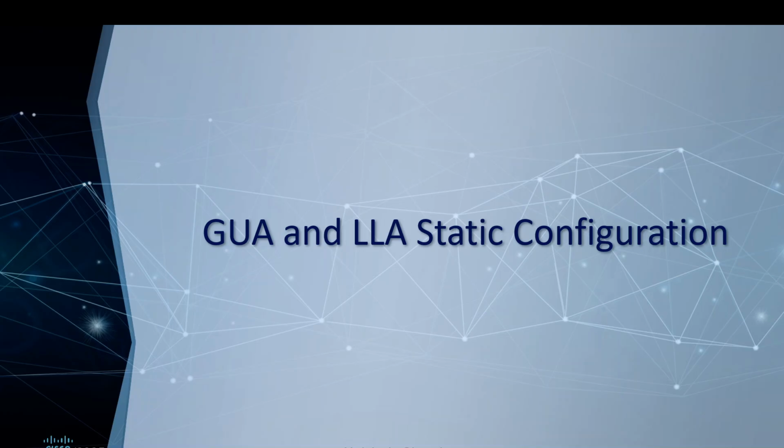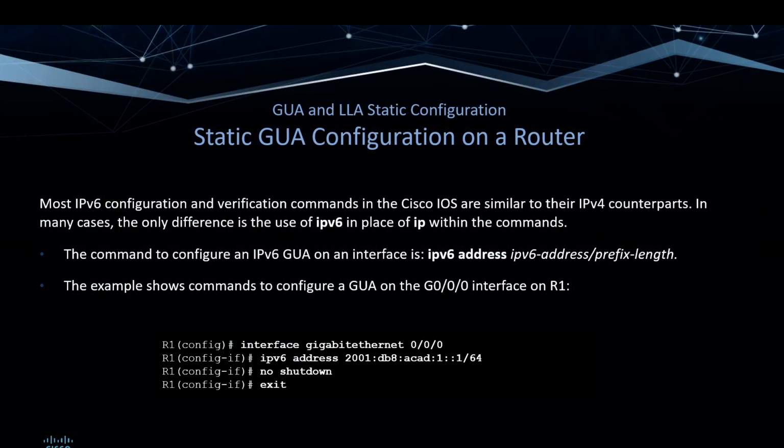Global unicast addresses and link local static configuration. For the configuration, I'm going to actually use EVNG. Basically, you go to global config mode, interface type and number, and then ipv6 address instead of ip address like in IPv4. Then we assign the address and then the prefix length. Then I'll shut down and exit right here. Now let's go to the configuration.